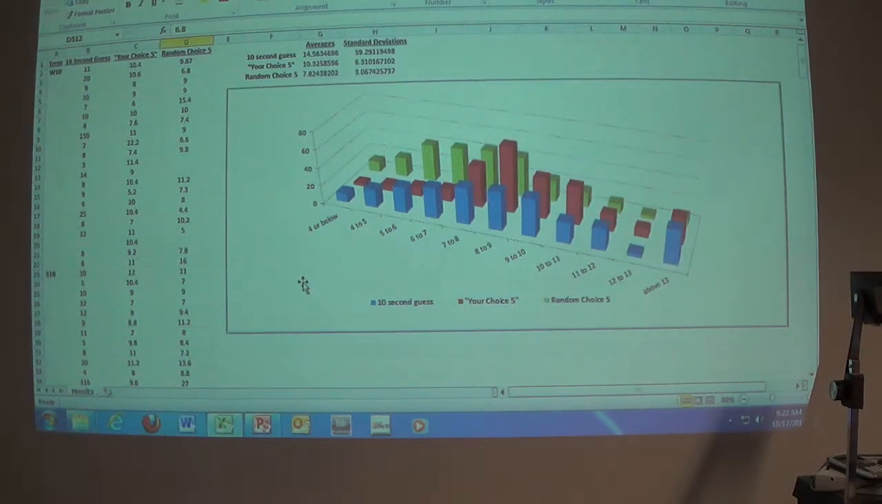The class is up to, but not including you guys. Yeah, I'll get your data in here too as well. Good, good. I like that. What's interesting about the right side of the Your Choice 5 and the 10-second guess? Above 13. Can you guys see that above 13 bar? Yeah. It's ridiculous. Like you have this perfect bell curve and then boom!